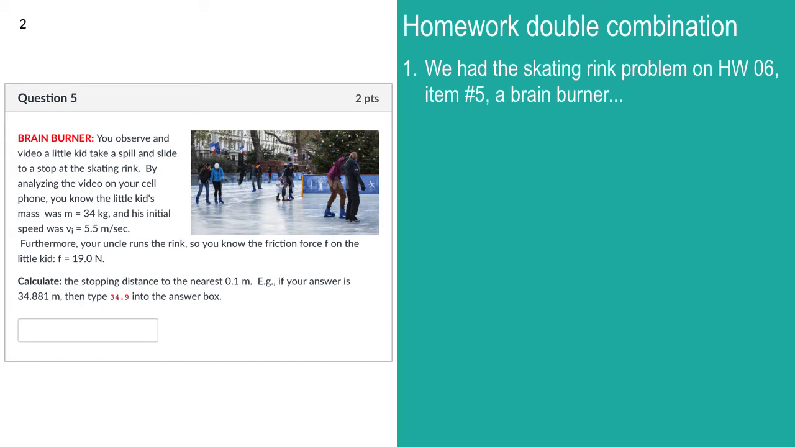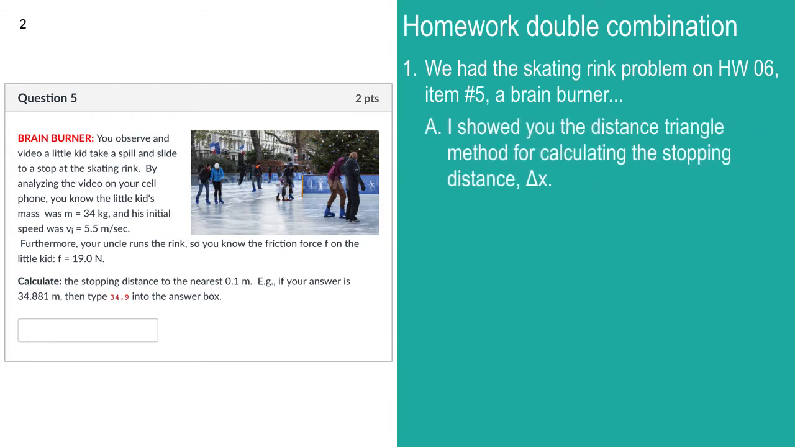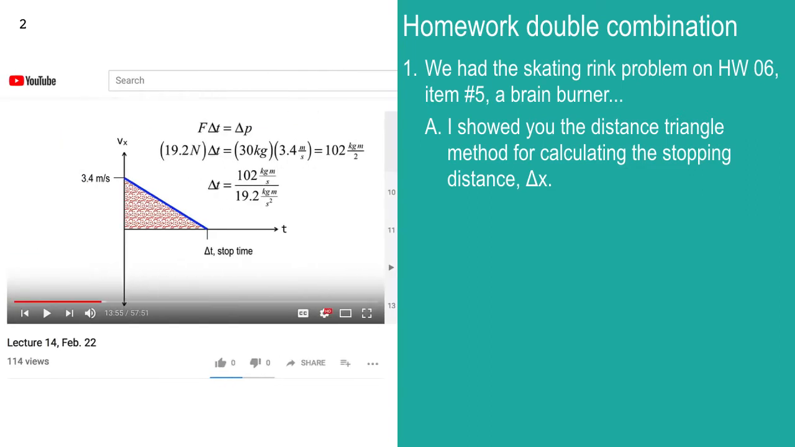Now, last time I showed you the distance triangle method a couple lectures ago. It was lecture 14 last Thursday, a week ago. Remember we did that? And we used the impulse formula, F delta T equals delta P, and we figured out the stopping time, and then we made a distance triangle. If you want to review that, it's perfectly righteous to use that method to figure out the stopping distance of the shrimpy little kid on the brain burner of homework 6.